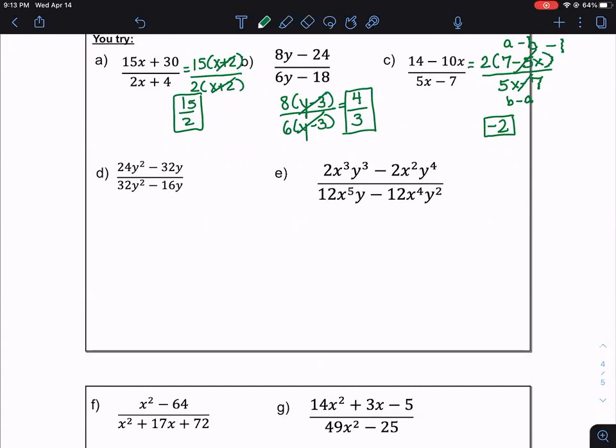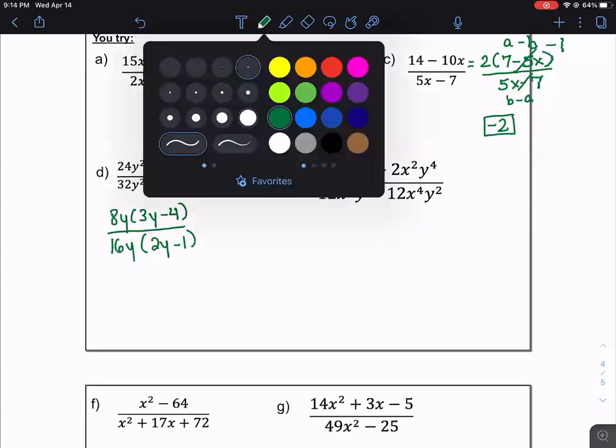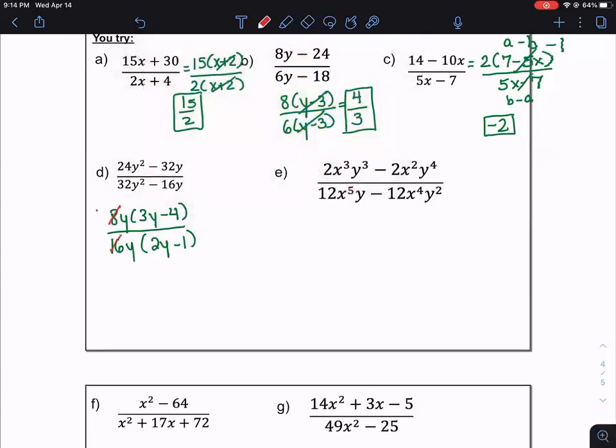Okay, so let me just check on D for now. There's a GCF in D of 8y in the top, and we're left with 3y minus 4. In the bottom, there is a GCF of 16y, leaving me with 2y minus 1. The 8 and the 16 are monomials, so they will reduce to 1 over 2. The y's can cancel, but then those binomials will stay.